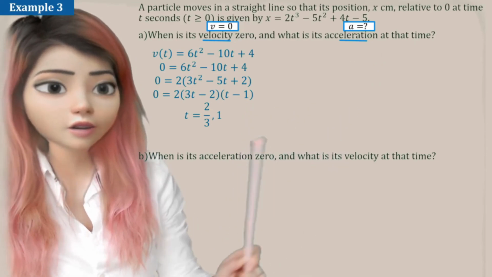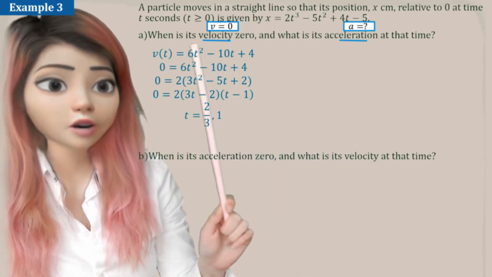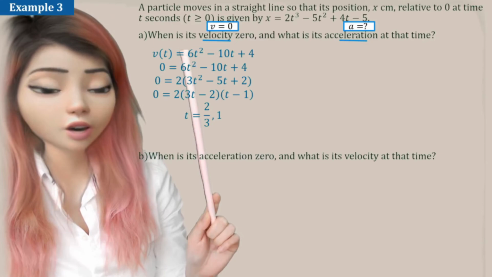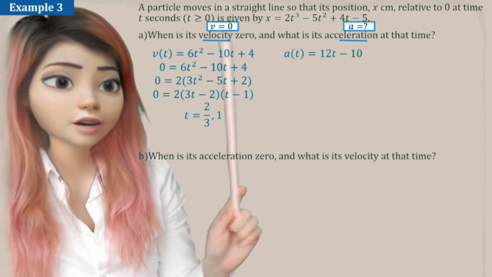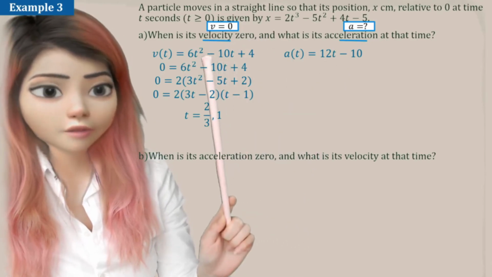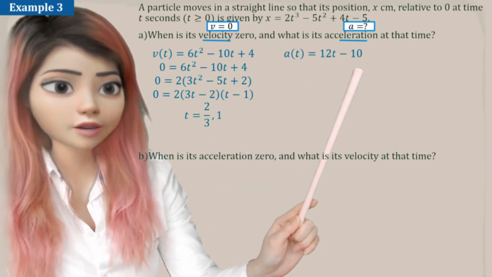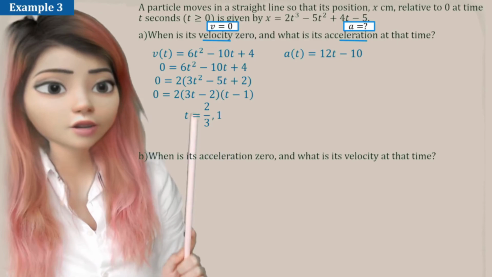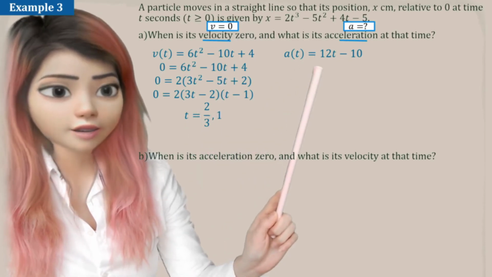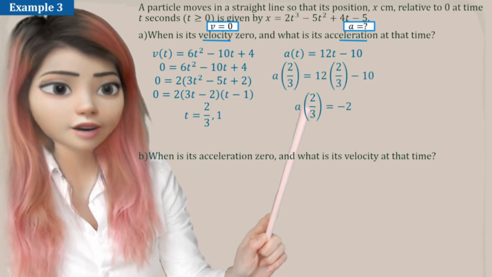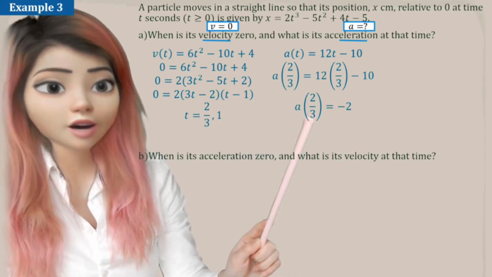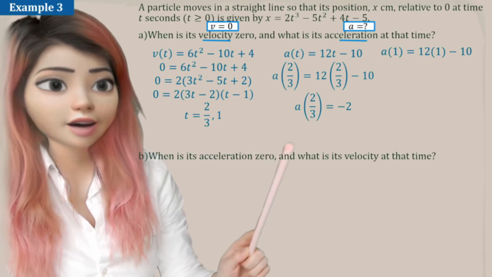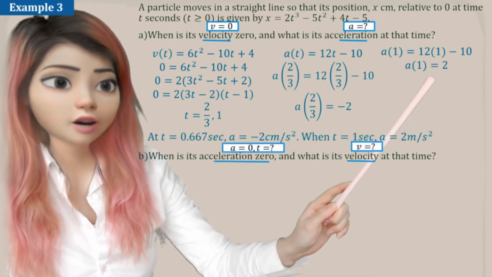Now, what is the acceleration at those times? Well, the acceleration is the derivative of the velocity. So we differentiate that. 6 times 2 is 12t, then minus 10t becomes minus 10, and then the 4 disappears. So at t equals these two values, what is a? Let's plug it in. We have a is equal to minus 2, or decelerating at 2, and at t equals 1, a is equal to 2.